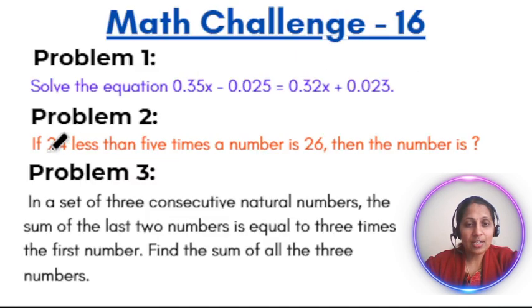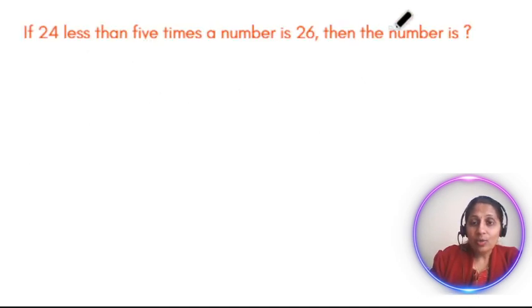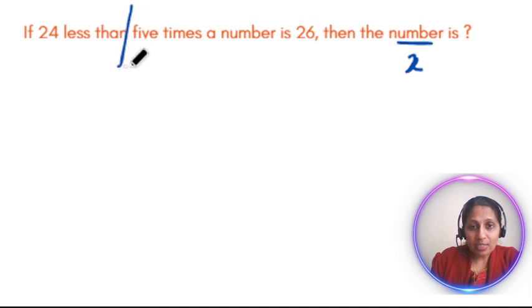So let's check our second problem. If 24 less than 5 times the number is 26, then the number is. So here, the unknown is the number. So let's take it as x. So 5 times, let's break it out. So 5 times a number is nothing but 5x. Is means you have to put equals to 26.